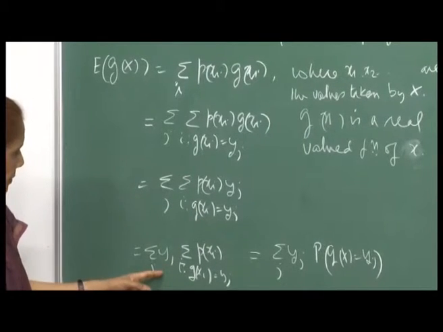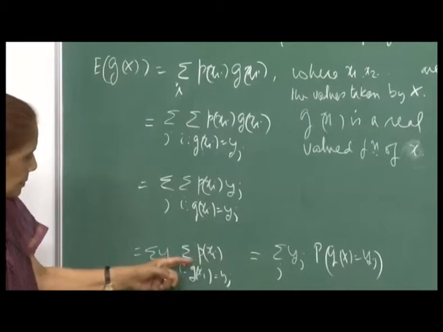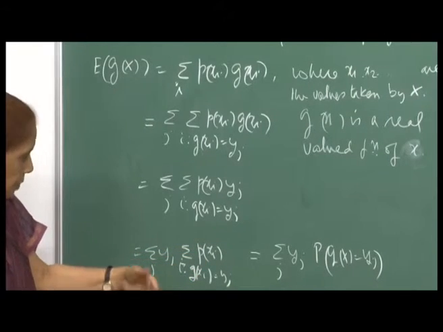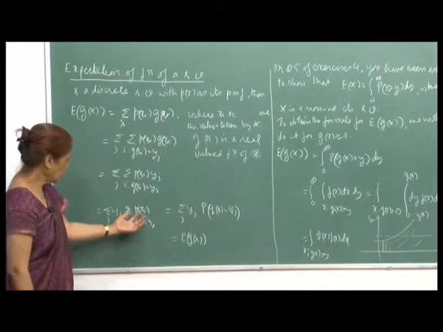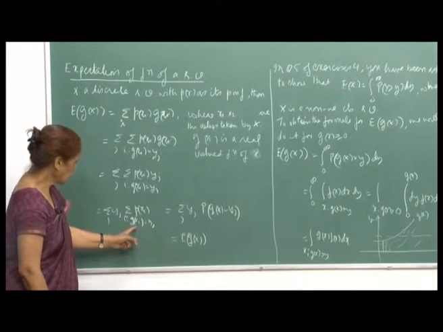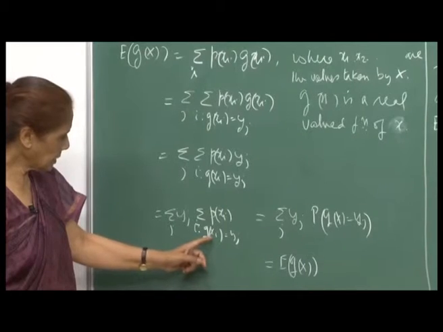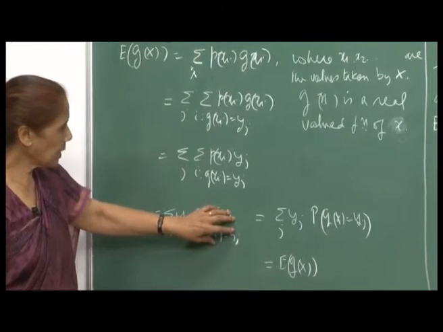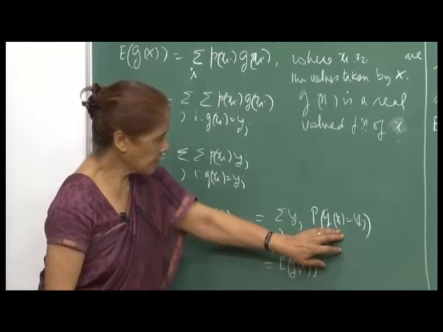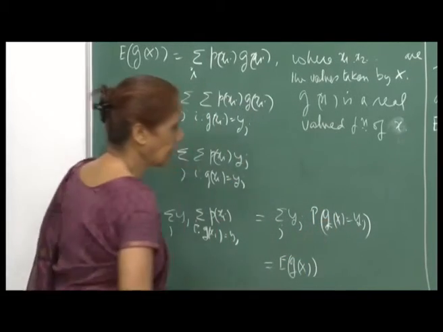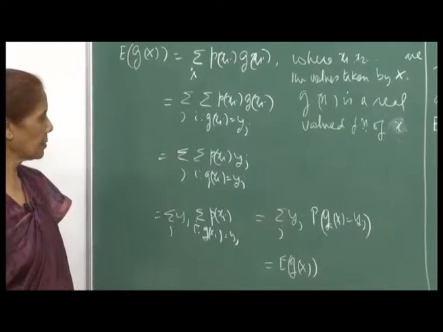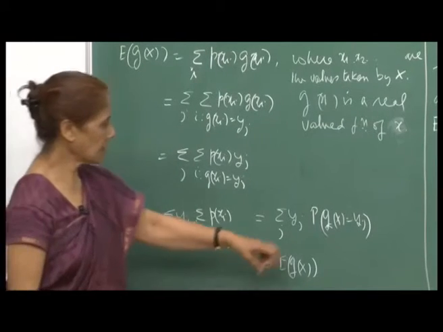And so, this becomes summation over y_j, and these probabilities add up, because the x_i's are discrete and distinct values. So, you add up the probabilities over all i such that g(x_i) is y_j, and this becomes the probability of g(X) equal to y_j, right, of the event. This is the discrete case. So, for all possible values of x_i for which g(x_i) is y_j.